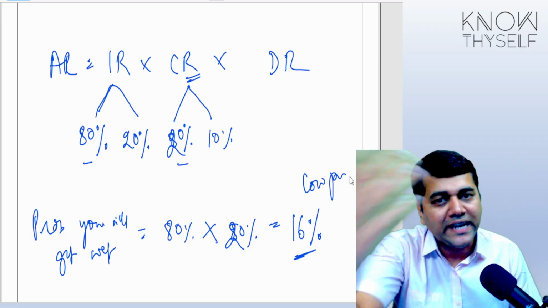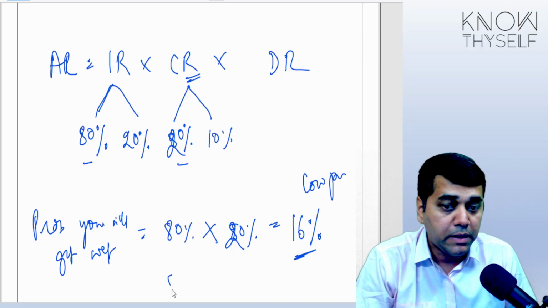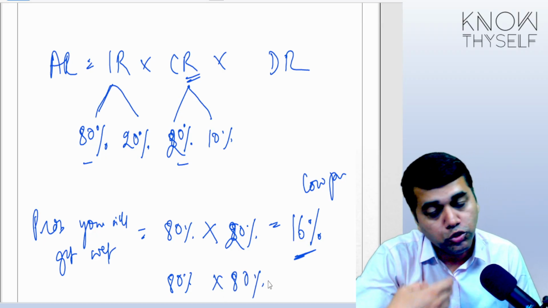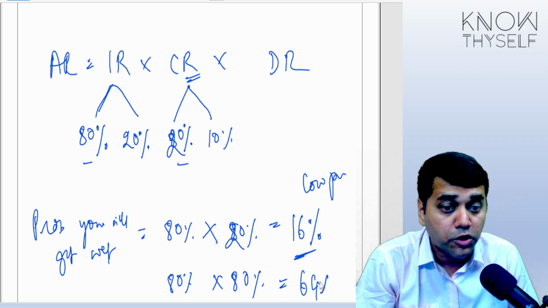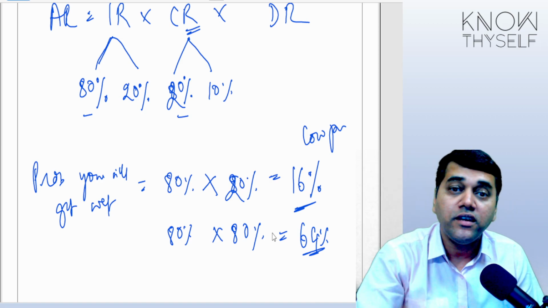Imagine out of 10 instances, in 8 instances you don't take an umbrella. That means the probability of raining is 80%. But 80% of the time you don't take the umbrella only. That means there is a 64% chance that you could have got wet.